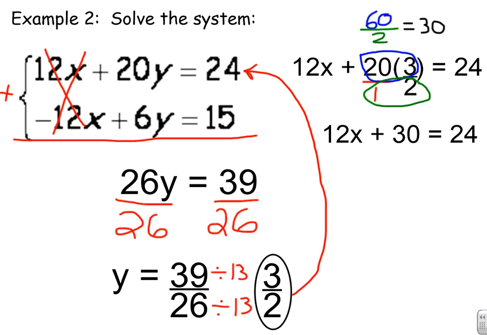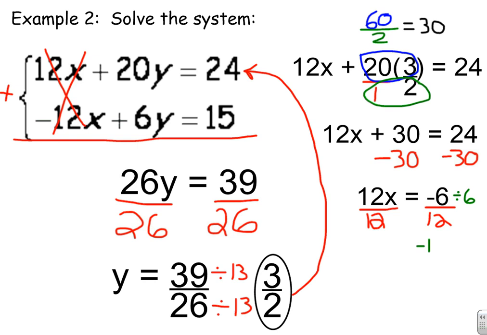We drop down our 12x and our 24. Now we're solving for the remaining variable, which in this case is x. So then we're going to subtract 30 on both sides. We get 12x equals -6. So we divide both sides by 12, and that gives us a fraction that we need to simplify.